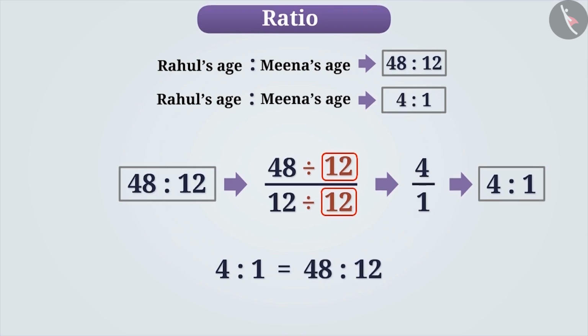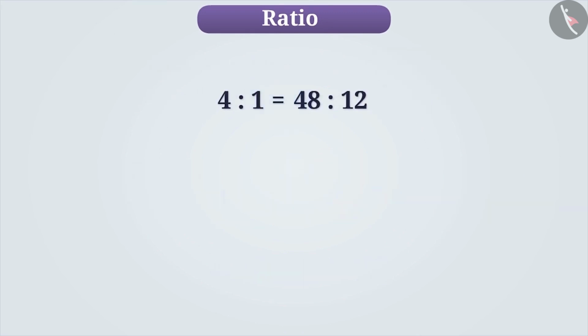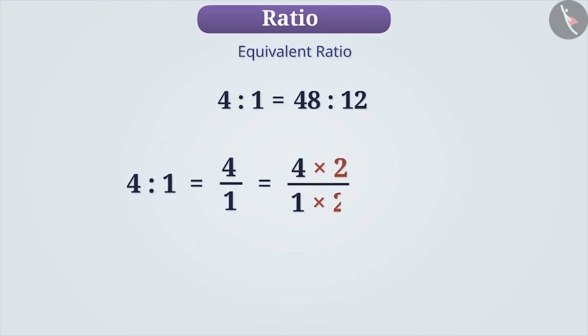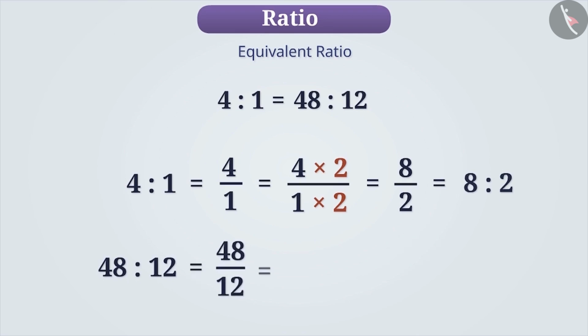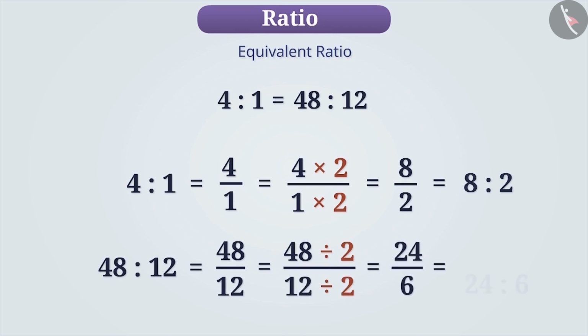If two ratios are equal, then we can say that they are equivalent ratios. Like 4:1 is equal to 4 by 1, which is equal to 4 into 2 by 1 into 2, which is equal to 8 by 2, which is equal to 8:2. Similarly, 48:12 is equal to 48 by 12, which is equal to 48 divided by 2 by 12 divided by 2, which is equal to 24 by 6, which is equal to 24:6.